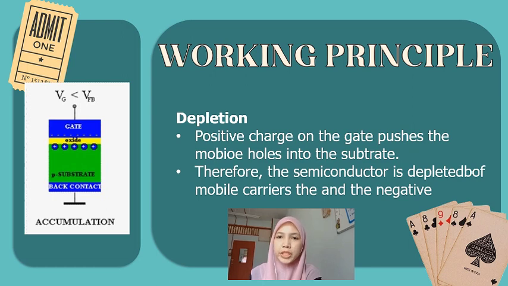So the next principle is depletion. It is for a positive voltage. So positive charge on the gate pushes the mobile holes into the substrate. Therefore, the semiconductor is depleted of mobile carriers at the interface and a negative charge due to the ionized acceptor ions is left in the space charge region. And the voltage separating the accumulation and depletion regimes is referred to as the flat band voltage, which is VFB.